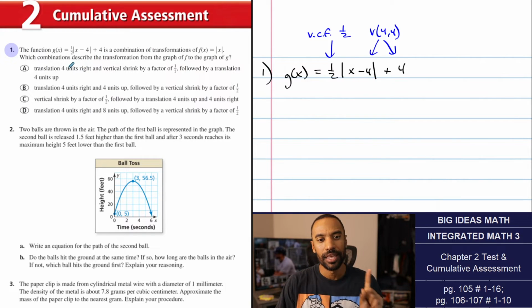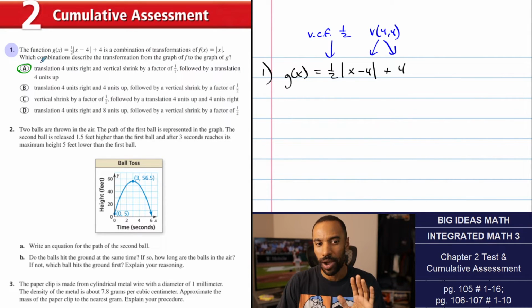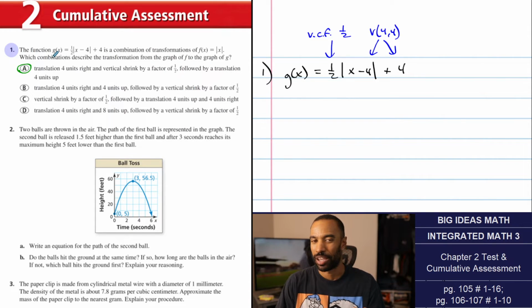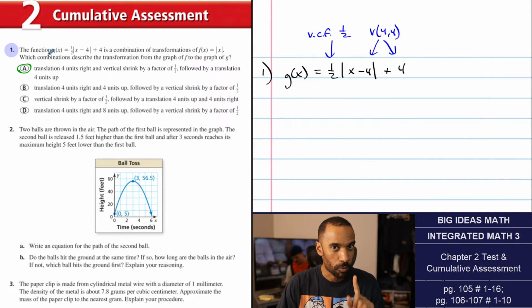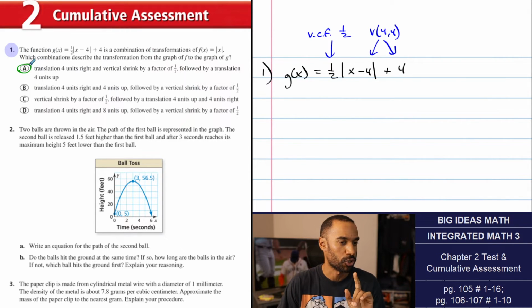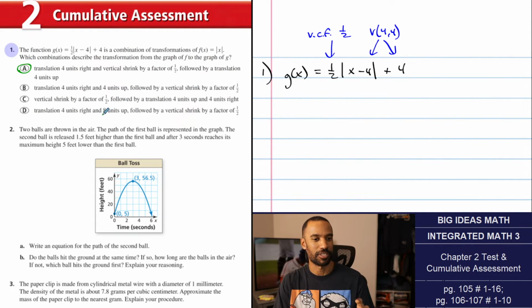I'll tell you what, this is actually allowed. I'm going to go ahead and accept this one, and I'll see if there's a different one. It says which combinations describe. I think there's more than one answer. I'll tell you why this one works in a little bit. It's not what I'd recommend, as I just came off saying you shouldn't do translations first. But going to the right doesn't affect my vertical shrink. Anyway, that one's allowed. Translate 4 units right, 4 units up, followed by vertical shrink. Okay, all these say the same thing, except this says 8, which would be wrong.